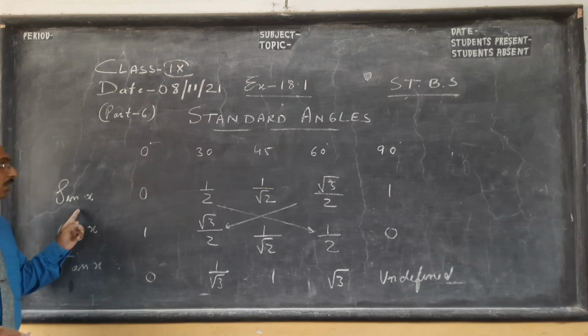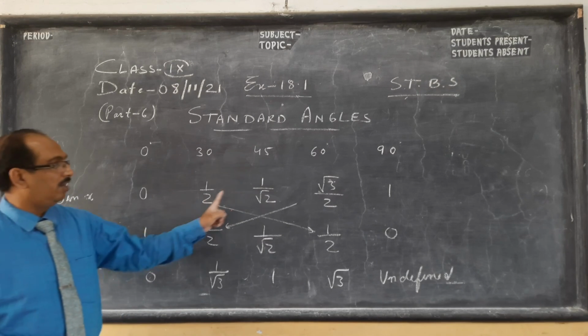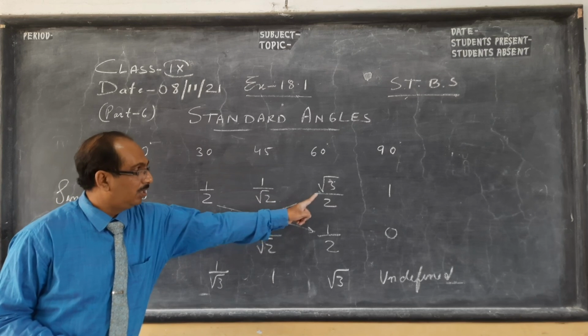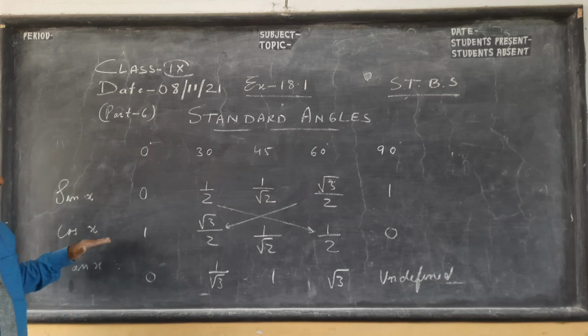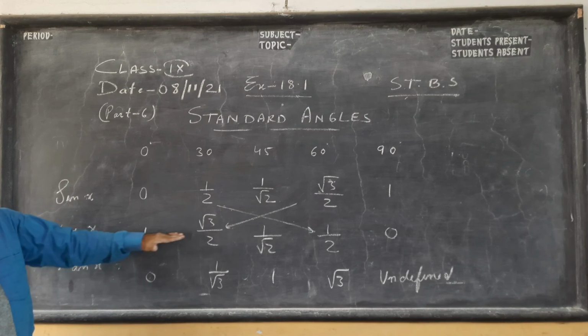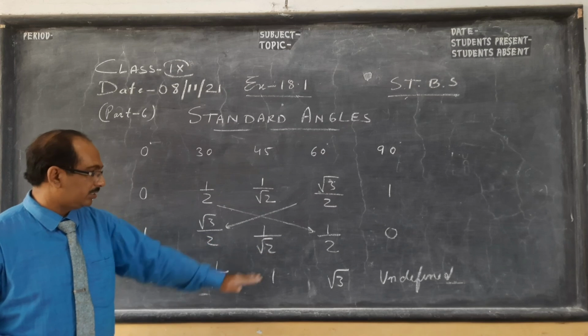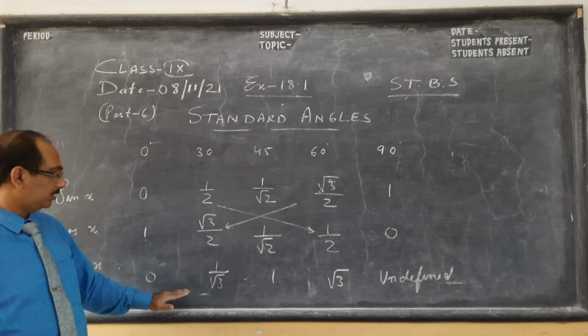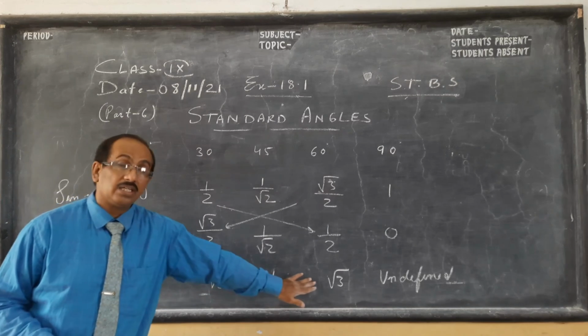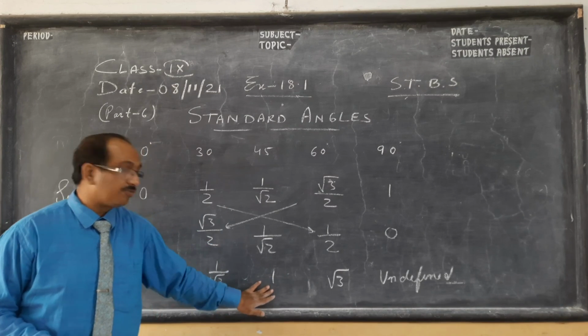Once more. Sine 0 is 0, sine 30 is half, 1 by root 2, root 3 by 2, 1. Sine 60 is root 3 by 2, sine 90 is 1. And cos is 1, like this I have explained. 45 it is same. And tan is very important. You will need it in class 10 when you do height and distance. Tan 30 is 1 by root 3 and tan 60 is root 3 and tan 45 is 1.